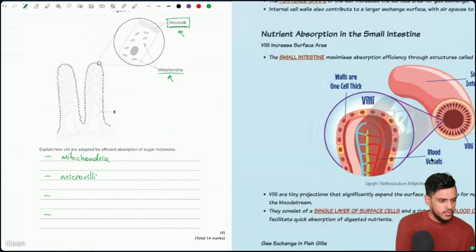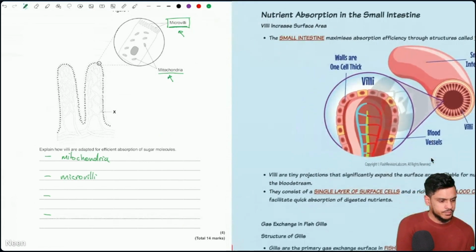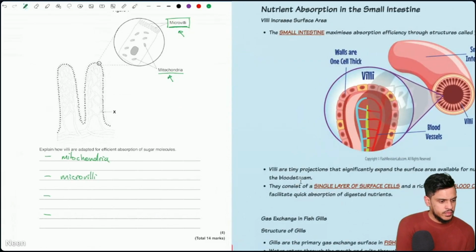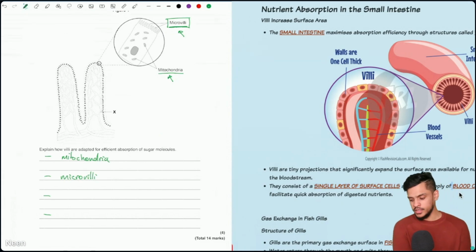Anyone know? Here, I've got the notes here. So we have the fact that it's a single layer of surface cells and blood capillaries. So it's got a good blood supply. You could mention that as well. You can tell that by X. Remember, these were the capillaries.